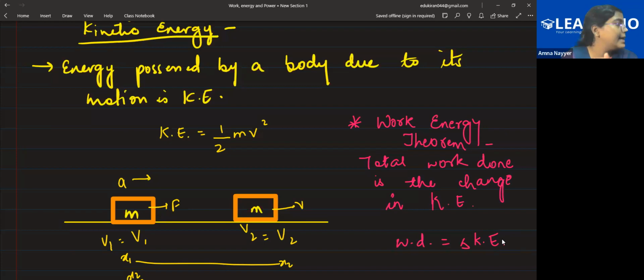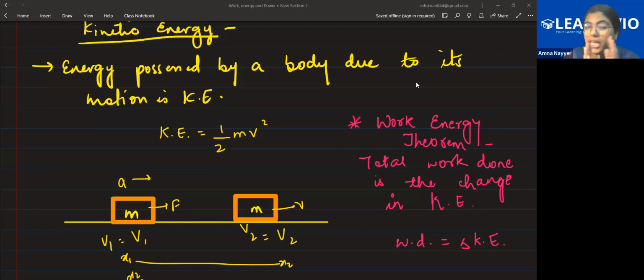So what exactly is kinetic energy? Kinetic energy is basically the energy possessed by a body due to its motion. Whatever motion occurred in the body, meaning initial velocity was there, final velocity was there, a change has occurred in the body. So kinetic energy is equal to half mv square. This is the formula of kinetic energy. It is half mv square.